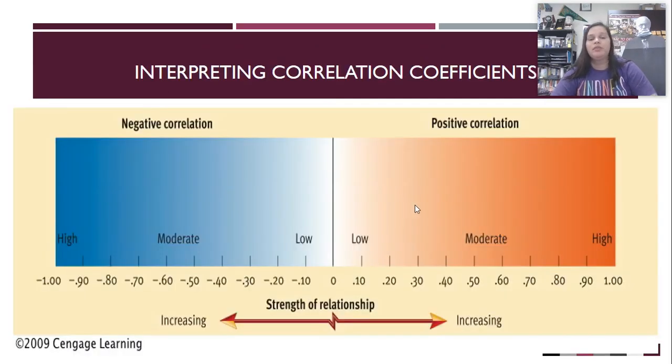All right, so here we're looking at the strengths of the relationship with those correlation coefficients, again represented by R. So earlier we had the example of R equals positive 0.37. So that would be about here on the scale.